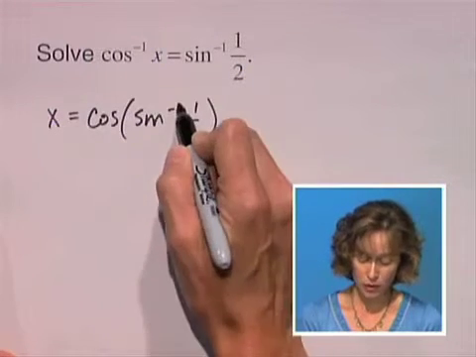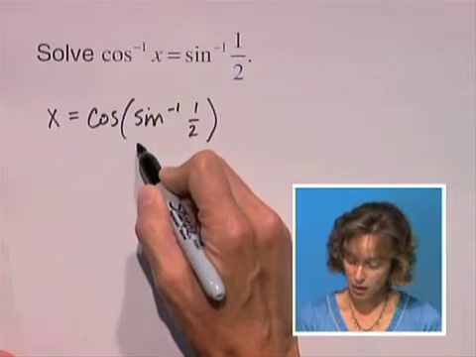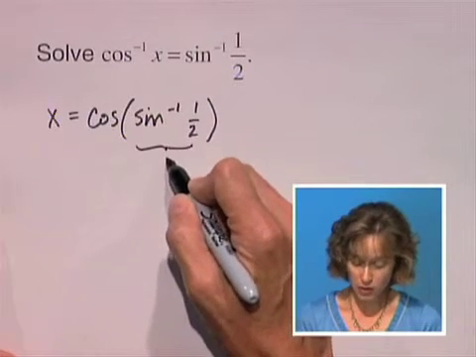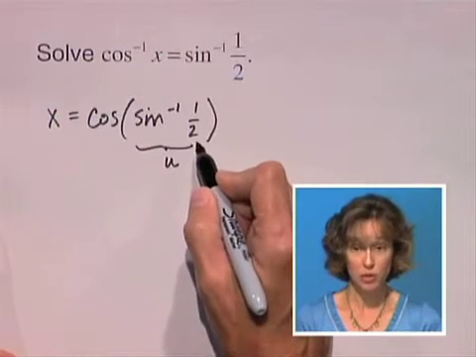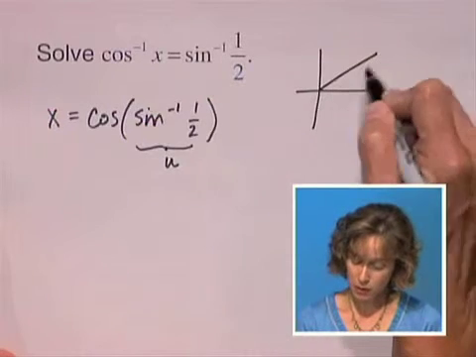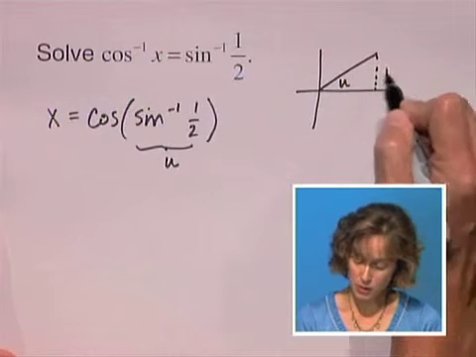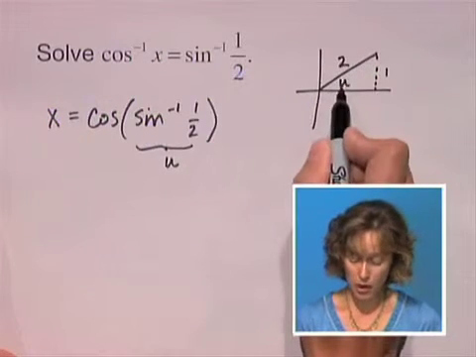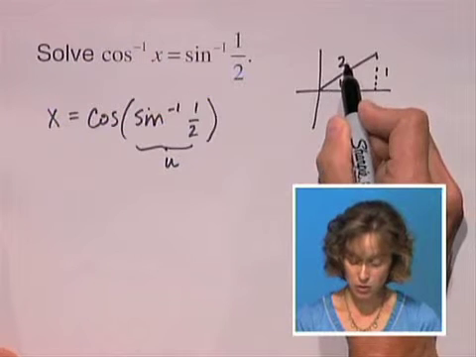Now every time you see an inverse trig function, I want you to think that that's some angle. So let me call that angle u, and I'm going to sketch the angle whose sine is positive 1/2. In a coordinate system, here's my angle u. Now I want the sine, which is the opposite over the hypotenuse, of that angle to be 1/2. So I've labeled the opposite side 1 and the hypotenuse 2.